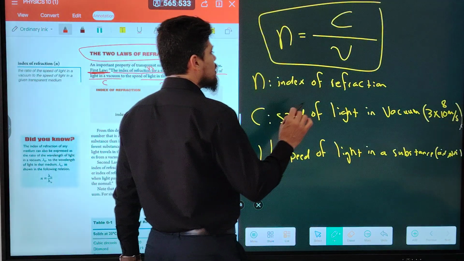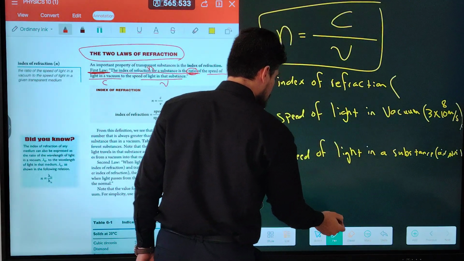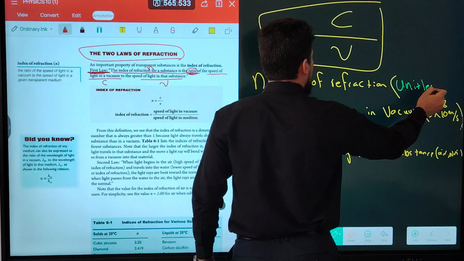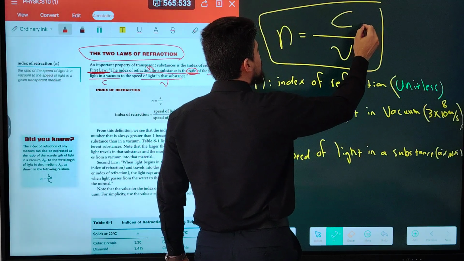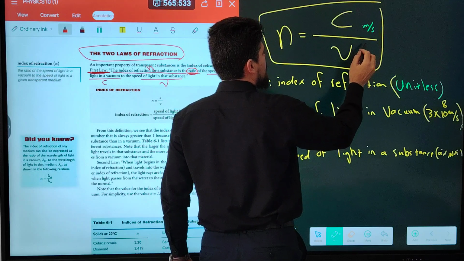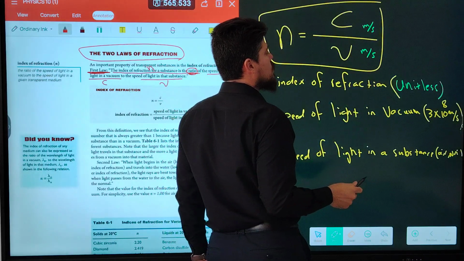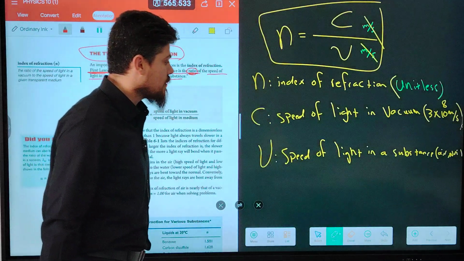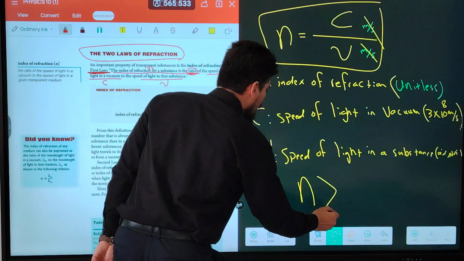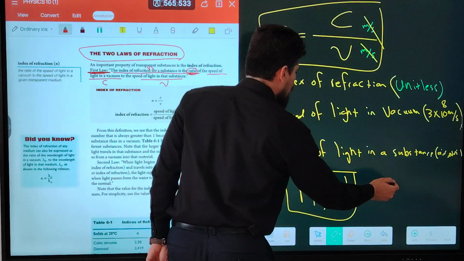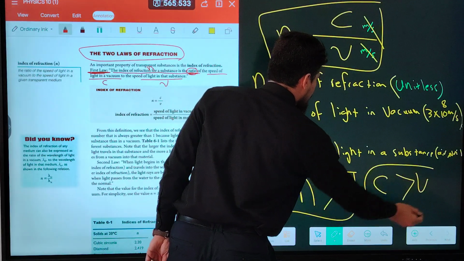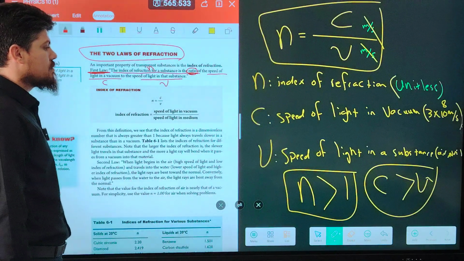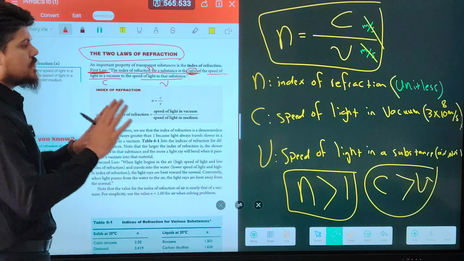So index of refraction is unitless, guys, it has no unit. Why? Because both the speed of light in vacuum and the speed of light in a substance are measured in meters per second, so they cancel each other. And n is always bigger than 1, because c is always bigger than v. The speed of light in vacuum is always faster than the speed of light in a given medium. This is the first law of refraction.